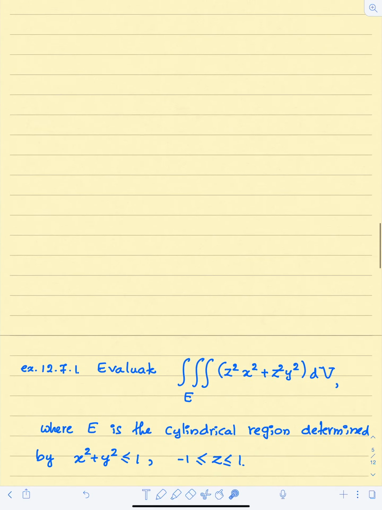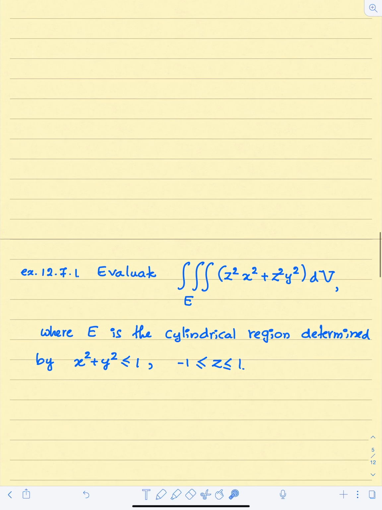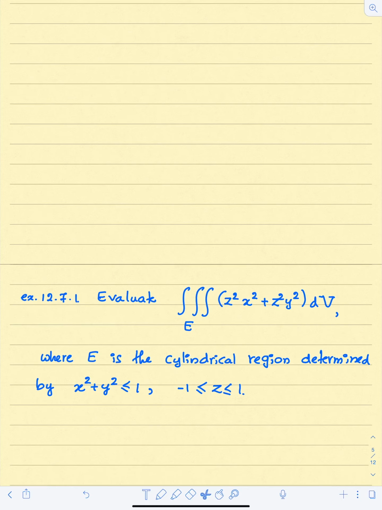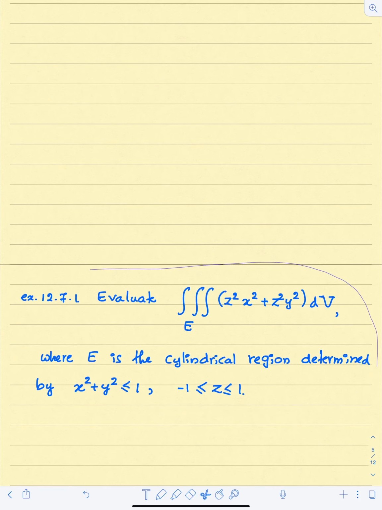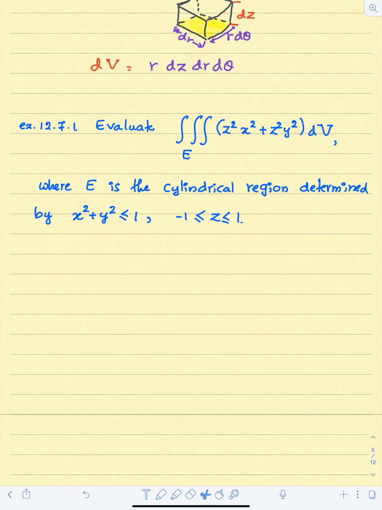Okay. Let's consider this example. Let's say we want to evaluate the triple integral of z squared x squared plus z squared y squared over a domain E, and here E is the cylindrical region determined by x squared plus y squared less than or equal to 1 and -1 less than or equal to z less than or equal to 1.